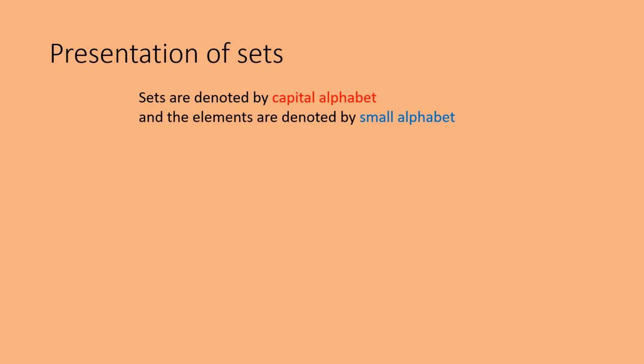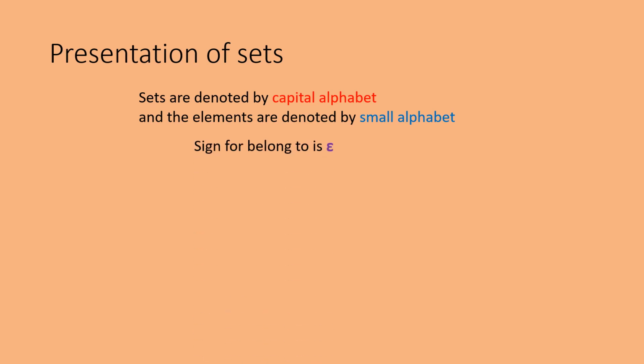So first one, to denote any set, we use capital alphabet like capital A, capital B. You might have heard about capital N for natural number, capital W for whole number. So we use capital letter to denote any set. What about their elements? Elements we indicate with small alphabet.